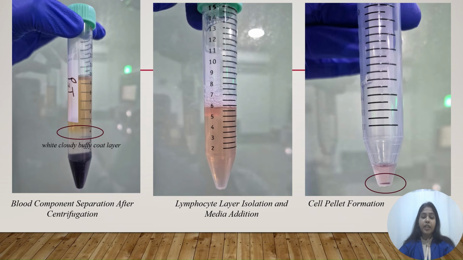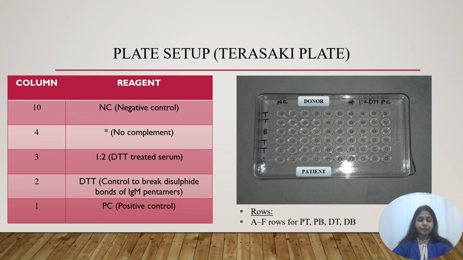After collecting the buffy coat layer from this falcon, we'll transfer it to a new falcon and add McCoy's media to it. After centrifuging at 2500 rpm for 10 minutes, we'll get the cell pellet, and we'll disturb the cells properly and resuspend them in the falcon.